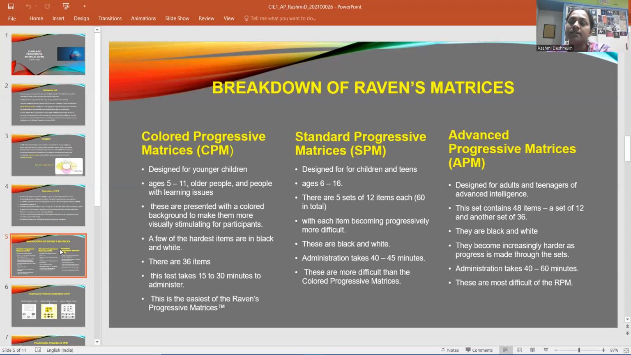The third is advanced progressive matrices, that's APM, designed for teenagers and adults of advanced intelligence. There are 48 items altogether. The items are in black and white, and the difficulty level also increases here with progression. It takes 40 to 60 minutes for administration of this test, and these are the most difficult of all the three Raven's progressive matrices.